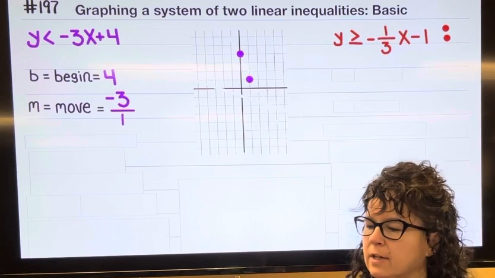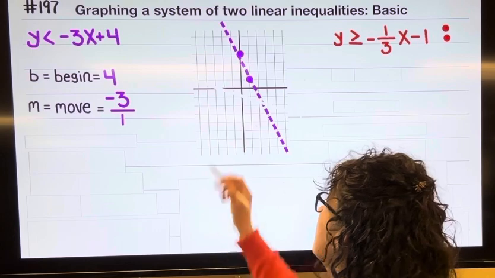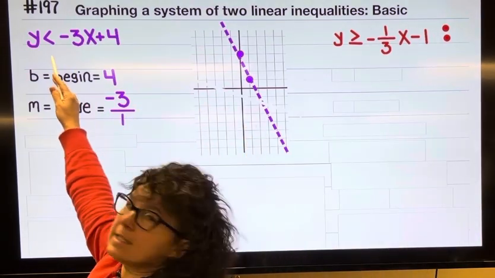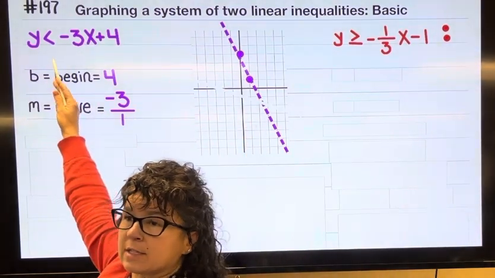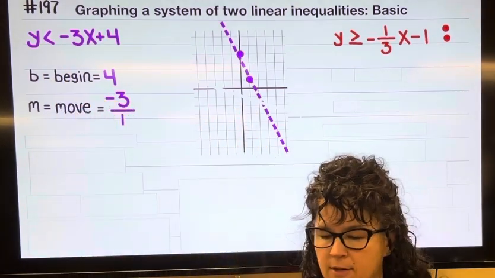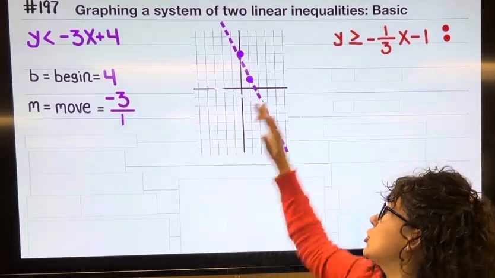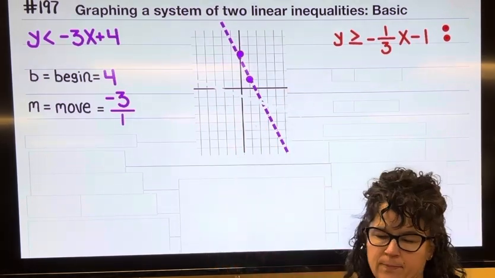And this specific line is going to need to be a dashed line because the inequality does not have an underline. So if it doesn't have an underline, it's dashed, and if it does have an underline, then it's solid. Okay, then next I'm going to decide if I should shade below it or above it.